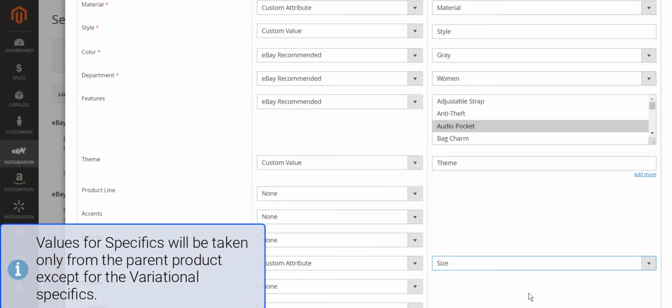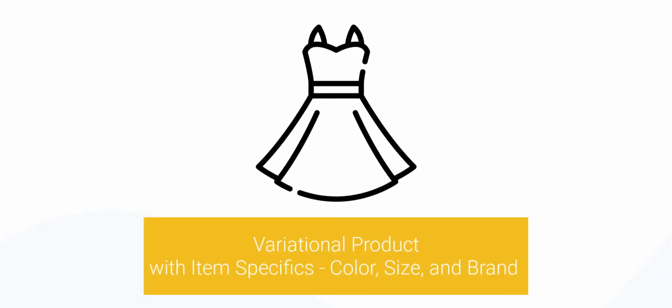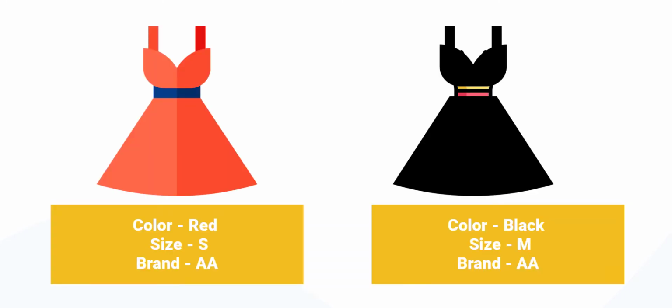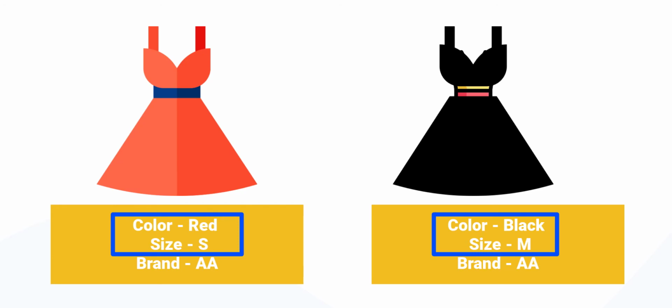Values for specifics will be taken only from the parent product except for the variational specifics. For example, you have a variational product with color, size and brand item specifics. If variations for this product differ only by color and size, then the specifics of brand will be taken from parent product, but color and size will be taken from child products.